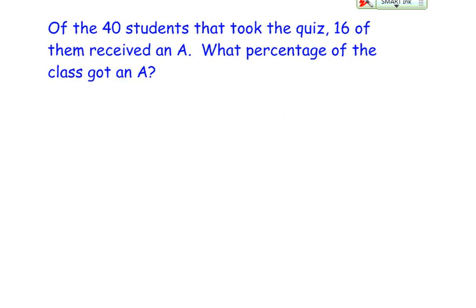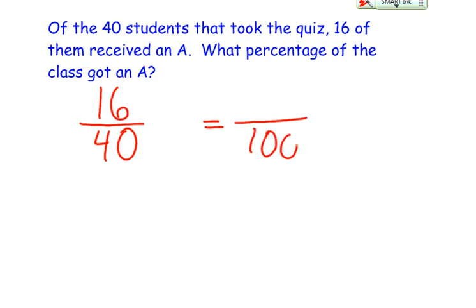However, things aren't always that pretty, right? It says of the 40 students that took the quiz, 16 of them received an A. What percentage of the class got an A? So this time we're going to start with this idea. We have 16 over 40, and we want it to equal something over 100.